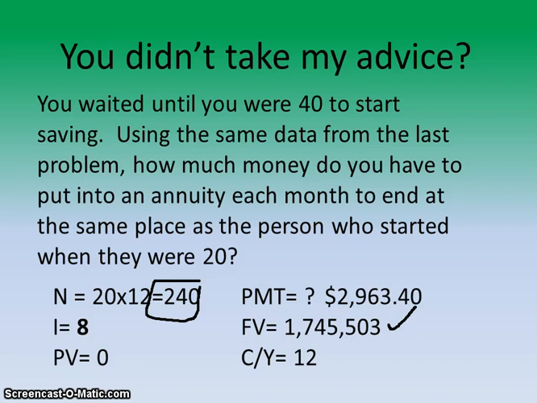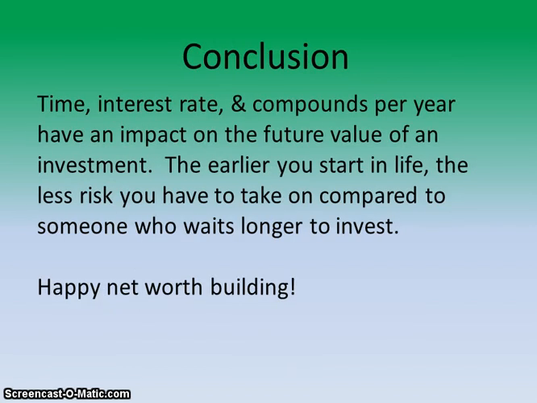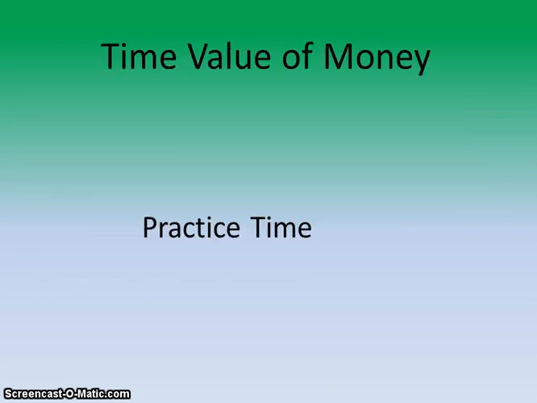So what does all this mean? Time, interest rate, and compounds per year have an impact on the future value of an investment. The earlier you start in life, the less risk you have to take on compared to someone who waits longer to invest. The future value of annuity concept is a great way to look at finance and look at numbers. As you can see in the comparison problems that I did, time plays a big role, as do small changes in interest rate and returns, and also what we learned from the first webcast, how many times we compound per year. Happy net worth building, and now it's time to do some practice problems.